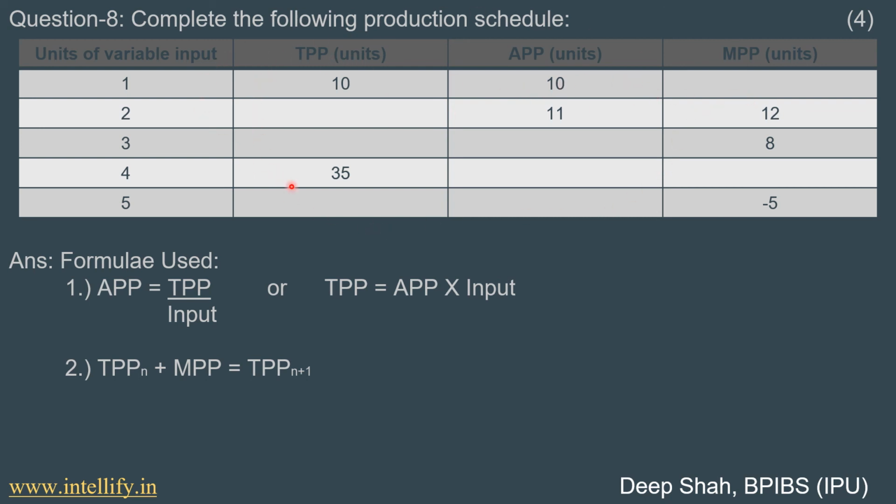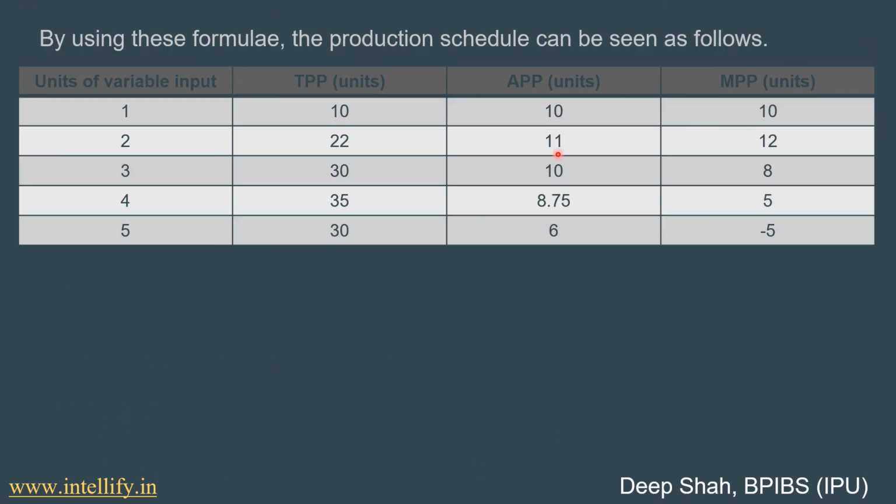So we can get the solution by applying the following formulas. APP is equal to TPP upon input, and MPP is equal to TPP N plus 1 minus TPP N. So now to obtain this figure, we will multiply 11 by 2 according to this formula, and we'll obtain this by applying this formula. And then we will calculate MPP by following this formula. And in this way, we will get these values.